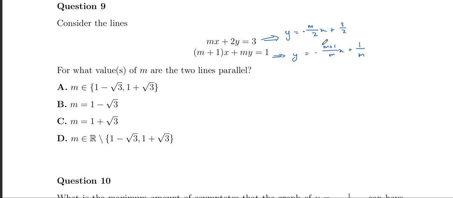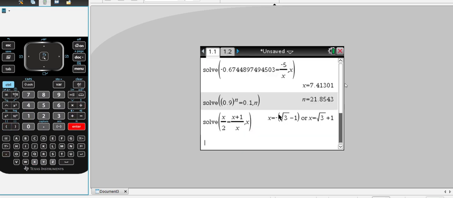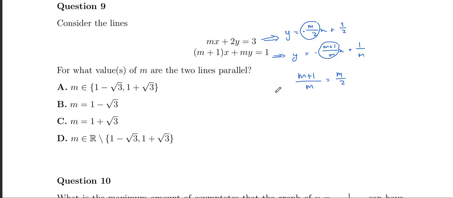And to find when they're parallel, well, their gradients have to just equal each other. So (m plus 1) over m is equal to m over 2. Just cancelling the negatives. So solve, and we get x is equal to 1 plus or minus root 3, which is A.